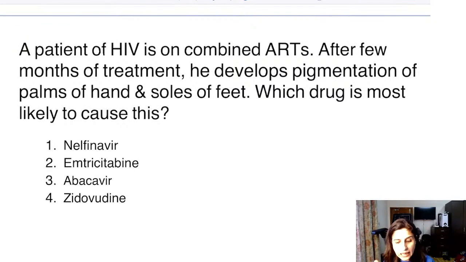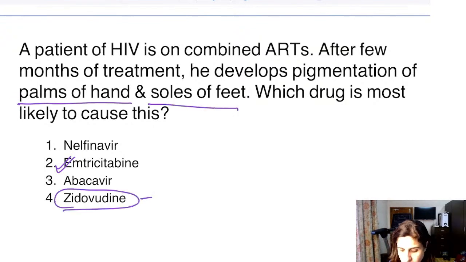A patient of HIV is on combined ART, and after a few months of treatment he develops pigmentation of the palms of the hand and soles of the feet. Which drug is most likely to cause this? Very good. Yes, it is emtricitabine. So emtricitabine is associated with pigmentation of palms of the hand and the soles of the feet, and zidovudine causes pigmentation of the nails. That is the difference.